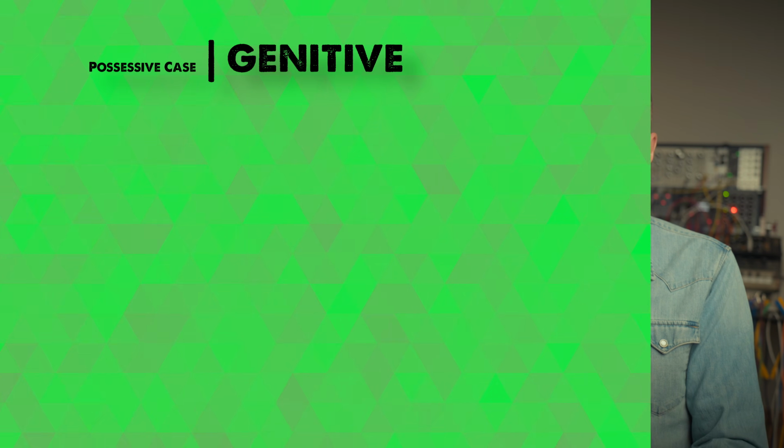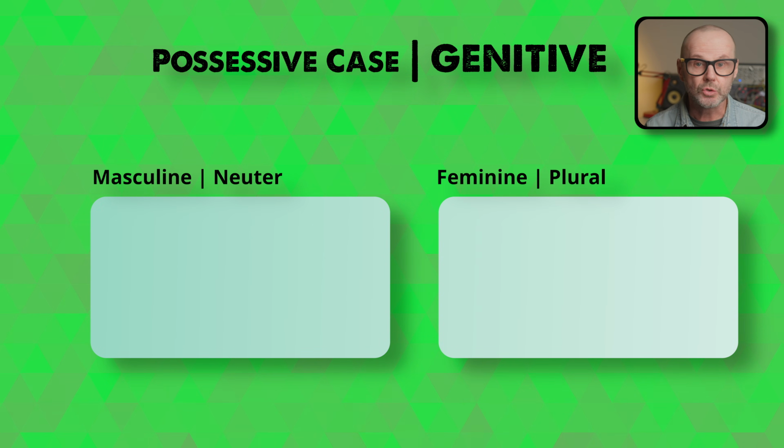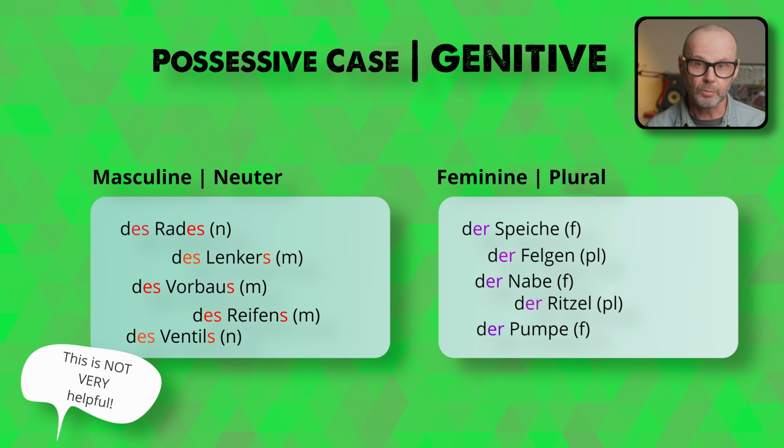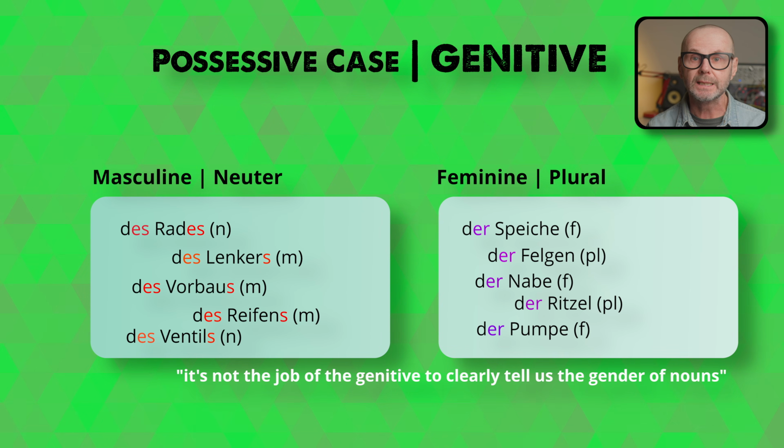Well, this brings us now finally to the genitive. And all we can expect of the genitive articles is that they will again divide our nouns into two groups. They will help us to distinguish between these sorts of nouns with the masculine, the neuter in one group, with that typical es ending on the article and on the noun itself, and the feminine and the plural in the other group with that er ending. Now, you might be thinking to yourself that this is not very helpful, and it's not trying to be. It's not the job of the genitive articles to clearly tell us what the gender is of the nouns we're using. The nominative and the accusative do this better.